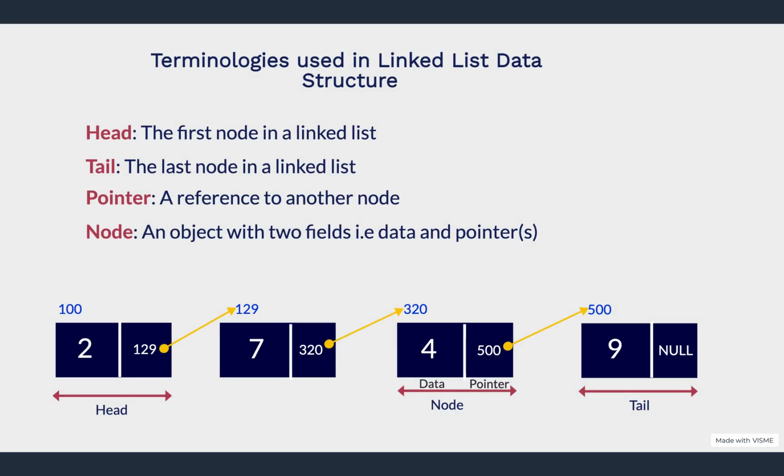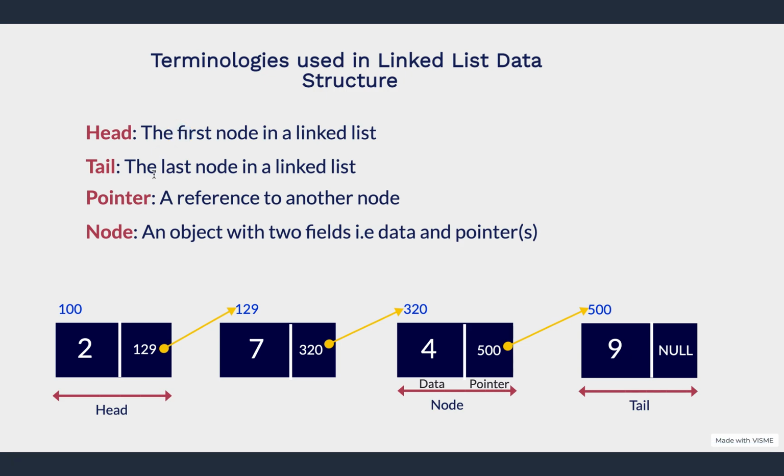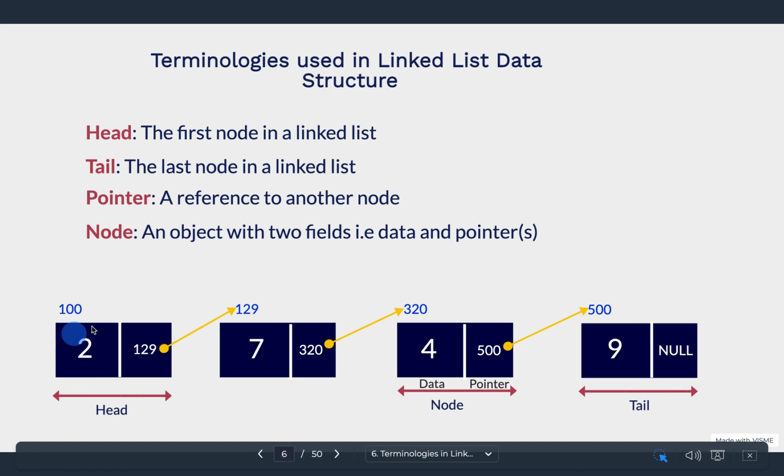So let's look at the terminologies that we use when it comes to the linked list data structure. So we have the head. The head is the first node in a linked list. If you check out this diagram, the first node here can be called the head or the head node.